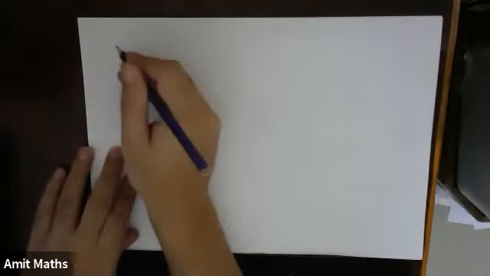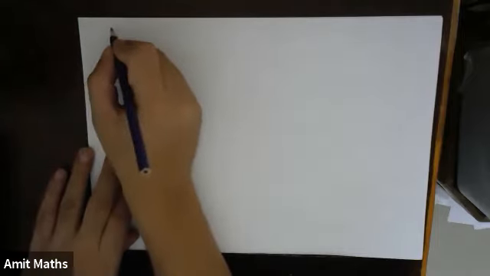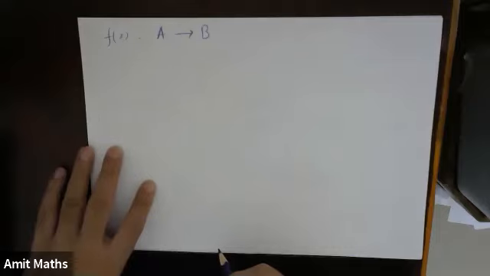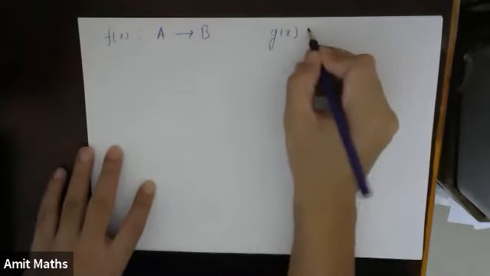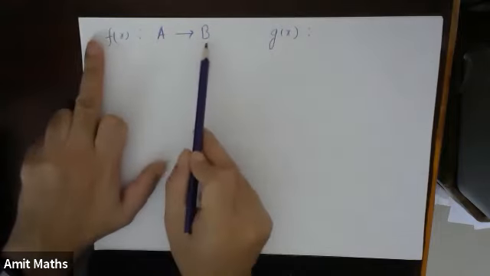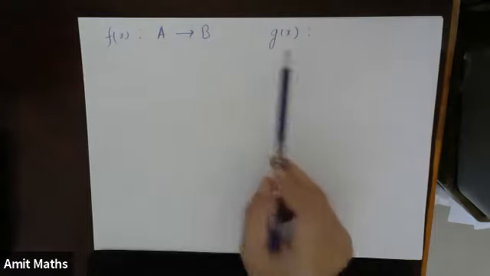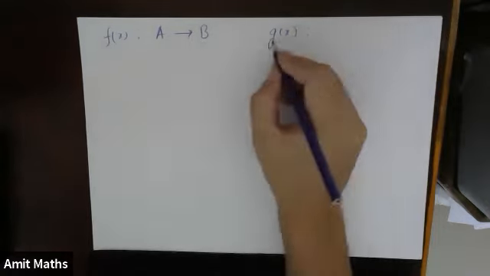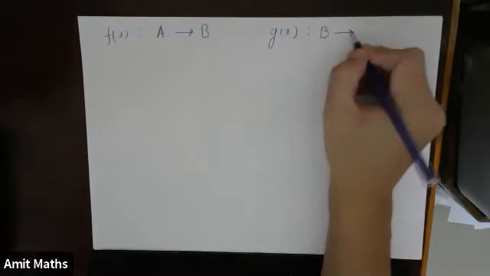Now, if I take a mathematical example, suppose that f of x is from set A to set B. The input of f of x is set A, and the output of f of x will be from set B. Now, the input for g of x should be the same set as the output of f, so the input of g of x will be B, and the output, let's take it, is C.